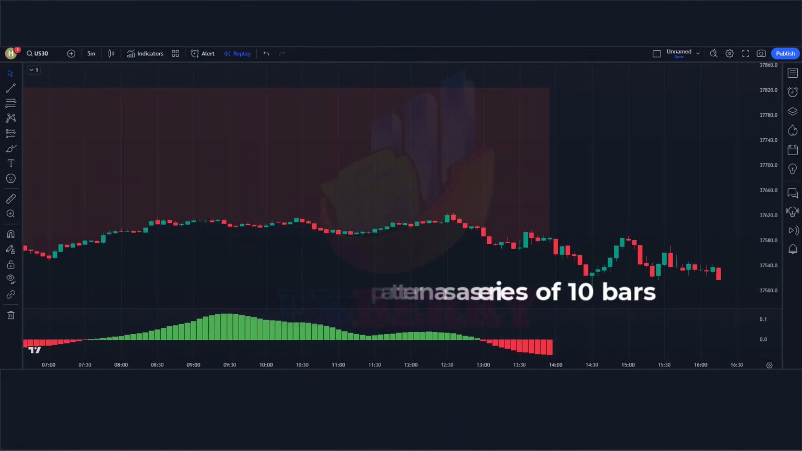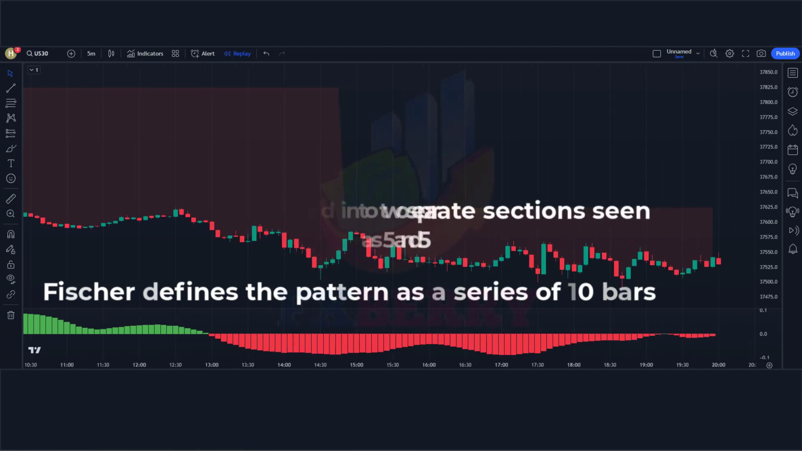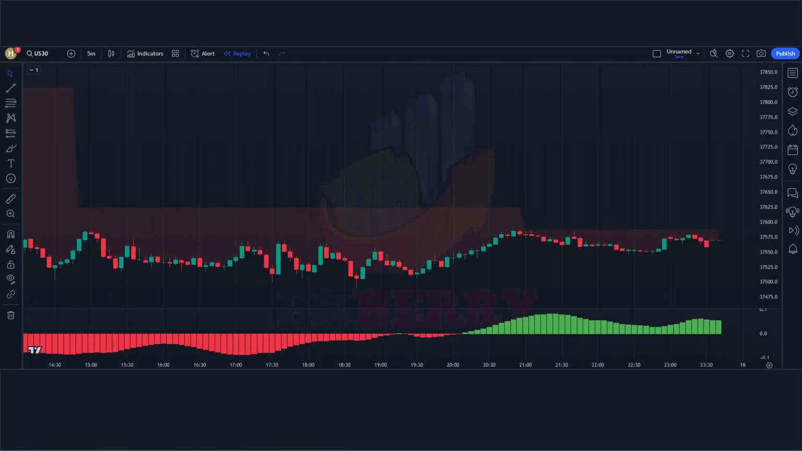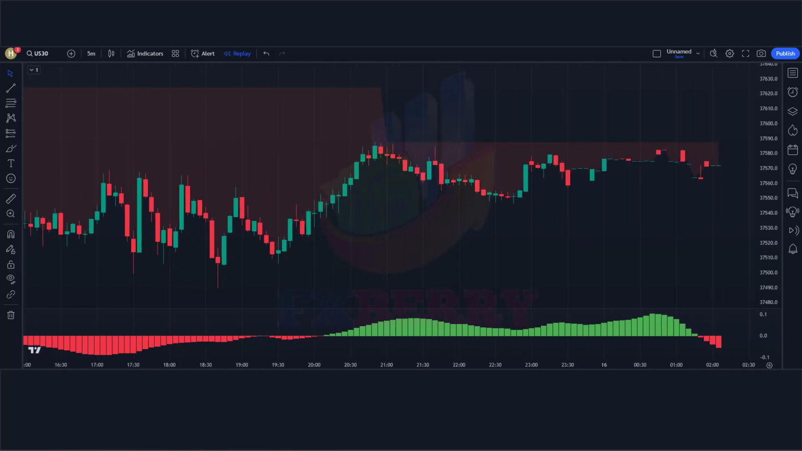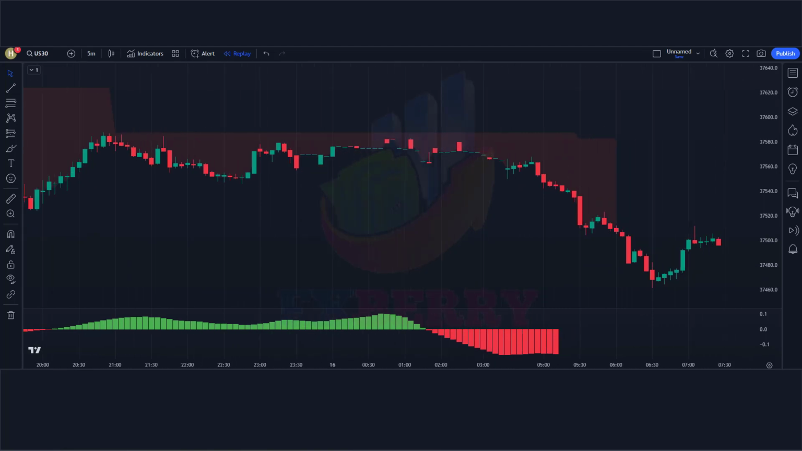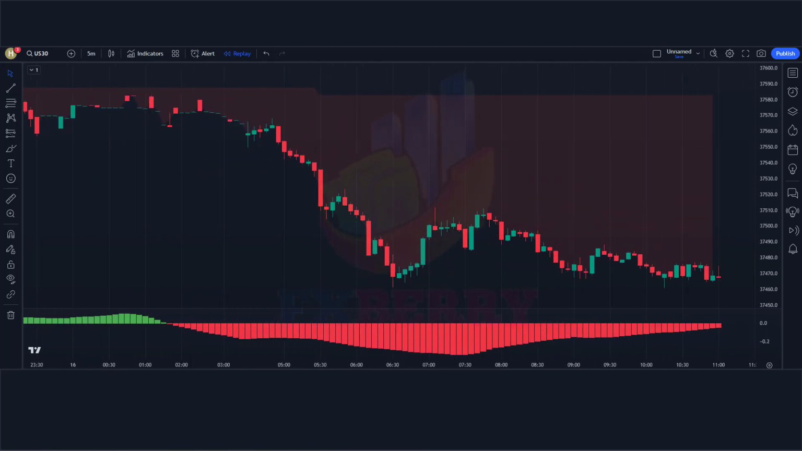Fisher defines the pattern as a series of 10 bars, which is divided into two separate sections, seen as 5 and 5. For the pattern to be emitted, the bars on the right must completely surround the 5 bars on the left. This is not a very complex system and is actually very simple to understand.